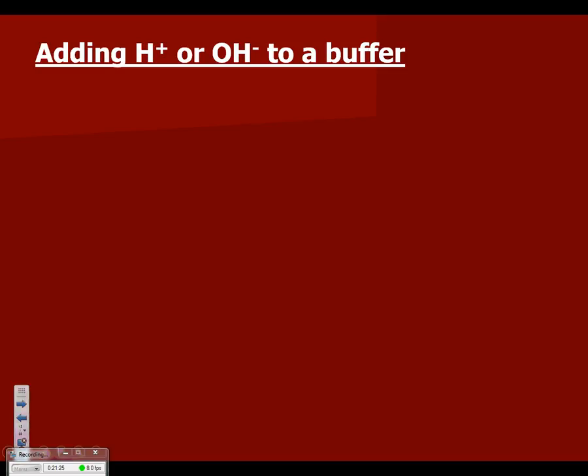Now, what happens when I add hydrogen and hydroxide to a buffer? This happens a lot on the AP exam where they say, okay, you've got your buffer made. Now I've added this much hydrogen. Now what's your pH? Kids go, midpoint through a titration, I've got to find a pH. So this is how you do it.